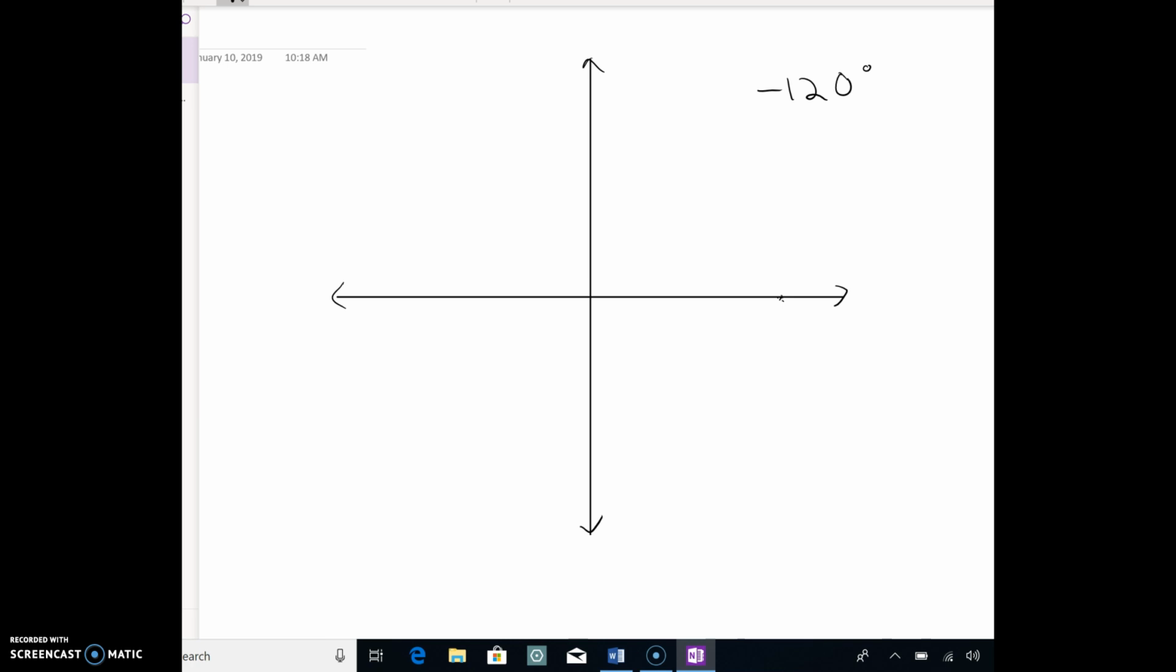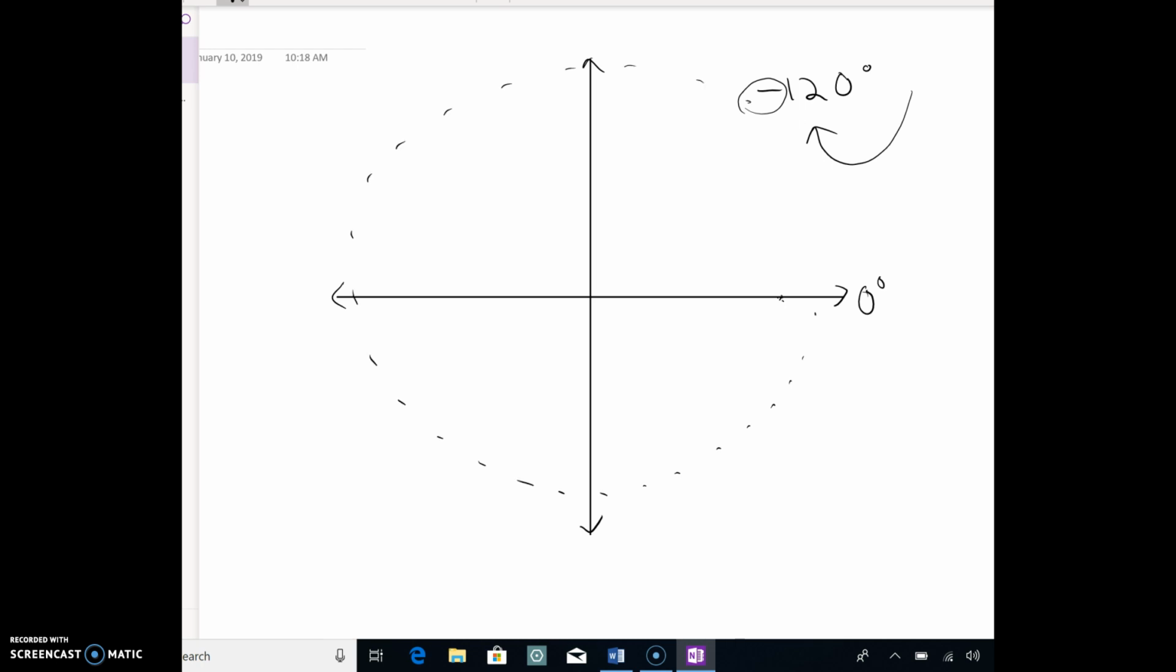Now the fact that this angle is negative is telling us that we are going to move in a clockwise direction. So we're going to go with the clock in this manner when we graph the angle. So this is our starting point. This is 0 degrees. And now because we're moving in a negative direction, and all the negative means is that we're going in a clockwise direction.